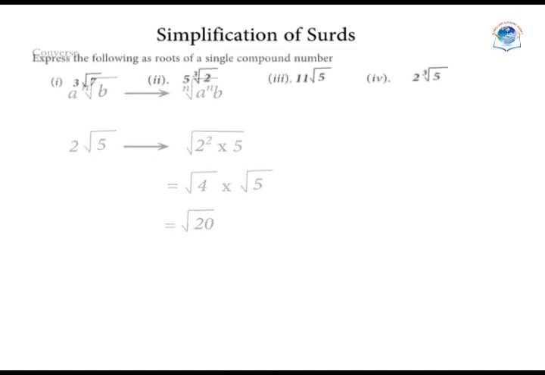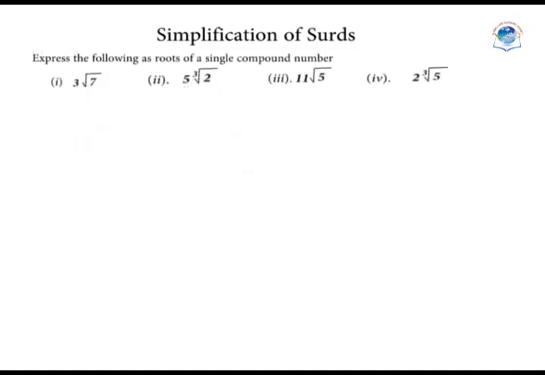Further examples: express the following as roots of a single compound number: 3 root 7, 5 cube root of 2, 11 root 5, and 2 cube root of 5. In our solution, 3 root 7 is equal to root 3 squared times 7, which is equal to root 9 times 7, that is equal to root 63.